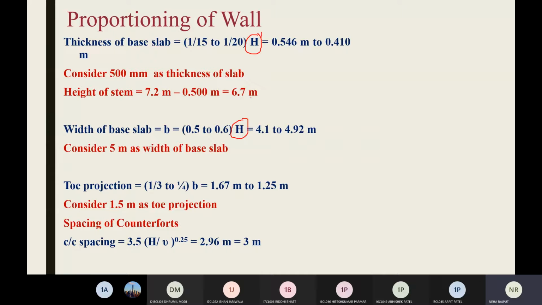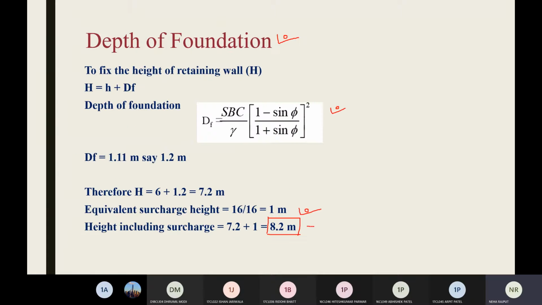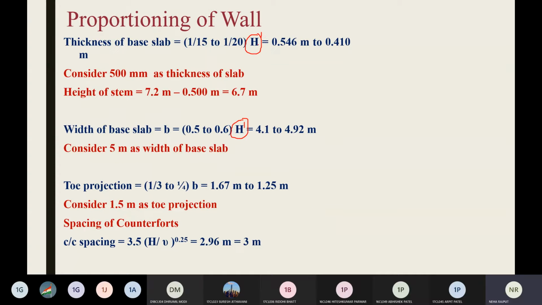So this will be your H dash. Actually this is your H dash. And what is H dash? H dash is the height including the surcharge. So whenever surcharge pressure is there, you need to calculate height including surcharge, and this value you are going to use only at the proportioning of wall. So here this will be your H dash, and here also this is your H dash.